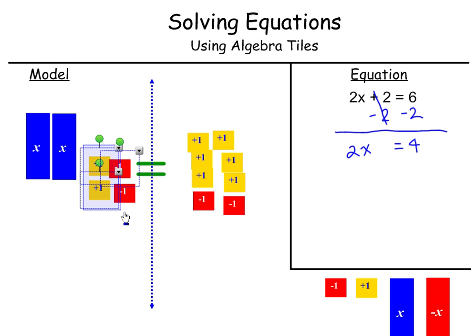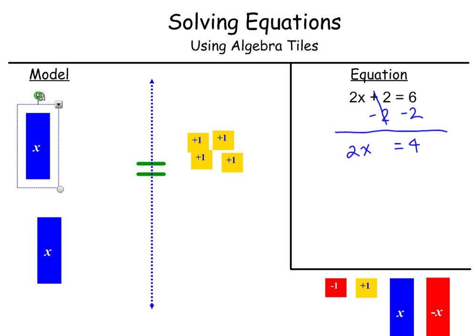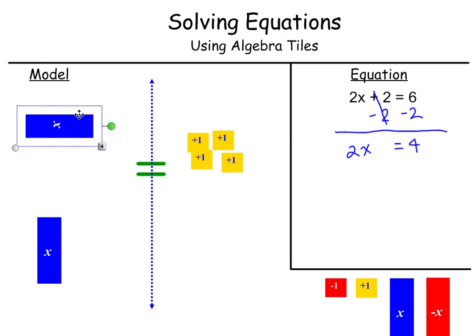I'm just going to highlight everything there because I know that the yellows and the reds are going to cancel out. So I just highlight them all. I delete them. And then I'm going to highlight a yellow and a red, and I cancel it out. So I have 2x equals 4. Now, the next step is to separate these. I like to move these so they're like this.